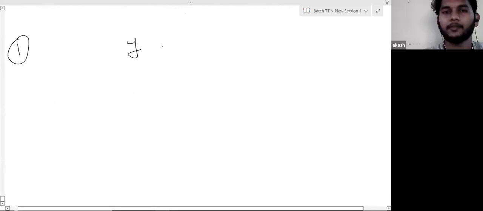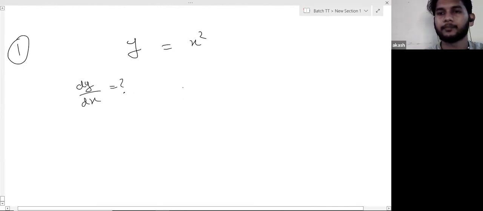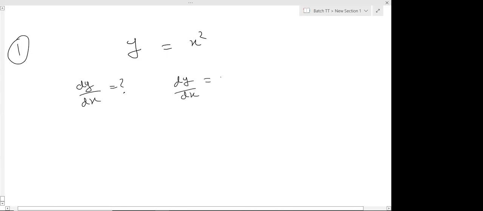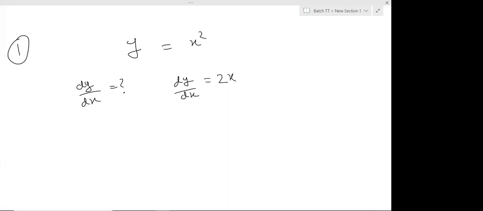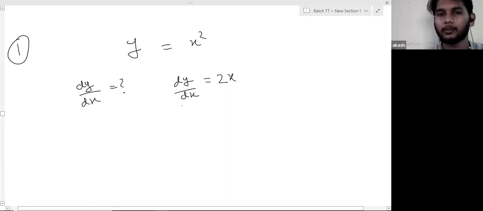So very simple. If you have y equals x square, what will be dy by dx? 2x. 2x, right? What about the rest of you? You forgot everything in vacations, right? Now, Sahel, how to do this?